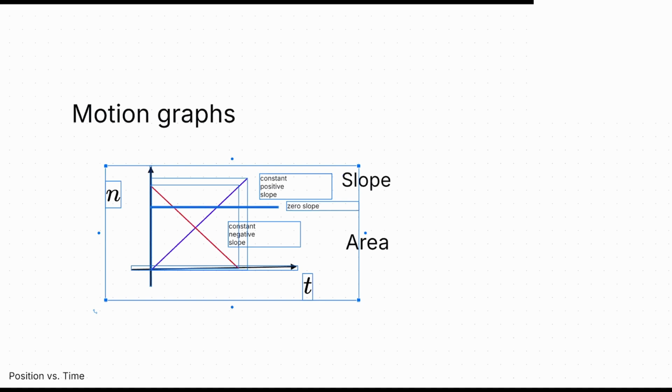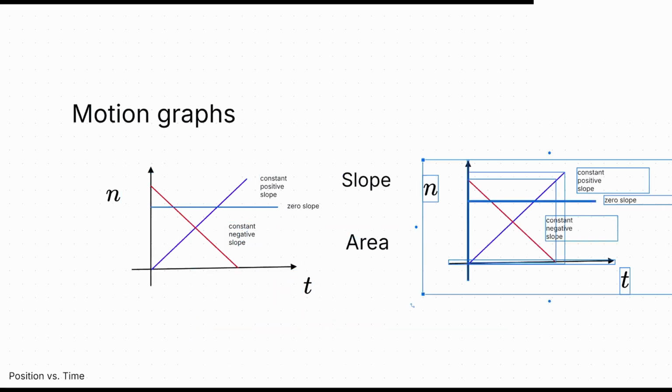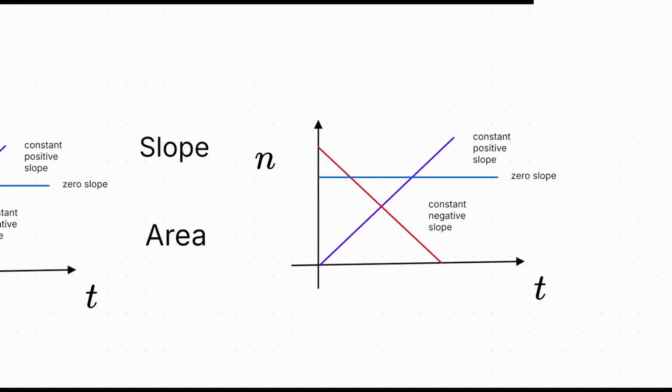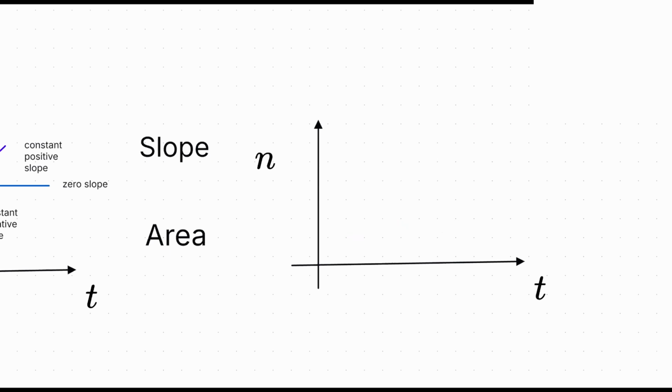How about the ones with changing slope? Let's discuss that. If we have something like this, so this is n as a function of time.